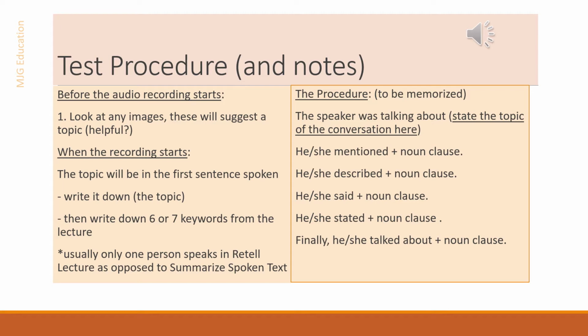So, on the second half of this page, if you look to the right, the procedure should be memorized, okay? The speaker was talking about, you have to memorize that because the first thing you wrote down was the topic, and that'll go right in there when you start to speak. He or she mentioned, plus a noun clause. He or she described, said, stated, finally, talked about. These verbs here, mentioned, described, said, stated, talked about, these are transitive verbs, okay? And we're going to talk about a noun clause in a moment, but you have to use a procedure, something like this, of transitive verbs to help you answer this question fluently.